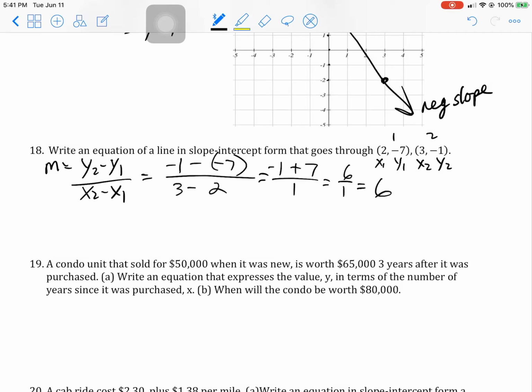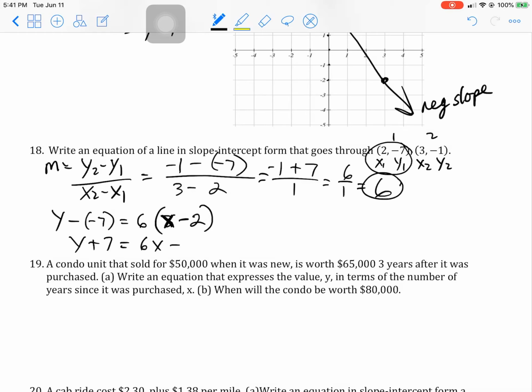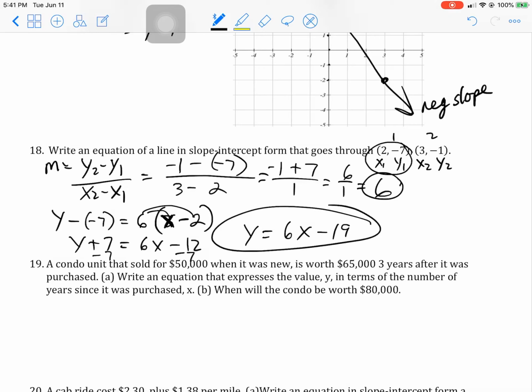And I need the whole equation. So what I'm going to do is put it in the point slope formula and use my 1 point here. y minus -7 equals 6 times x minus 2, right? I'm keeping an eye on that right there, and this right here, and put them together in the point slope. y plus 7 equals 6x minus 12. Don't forget to distribute all the way. Subtract the 7. y equals 6x minus 19.